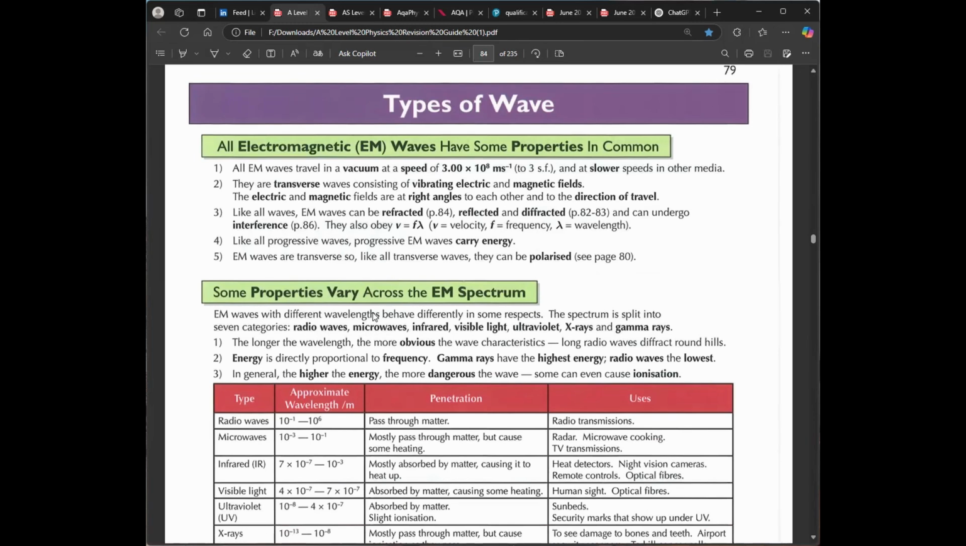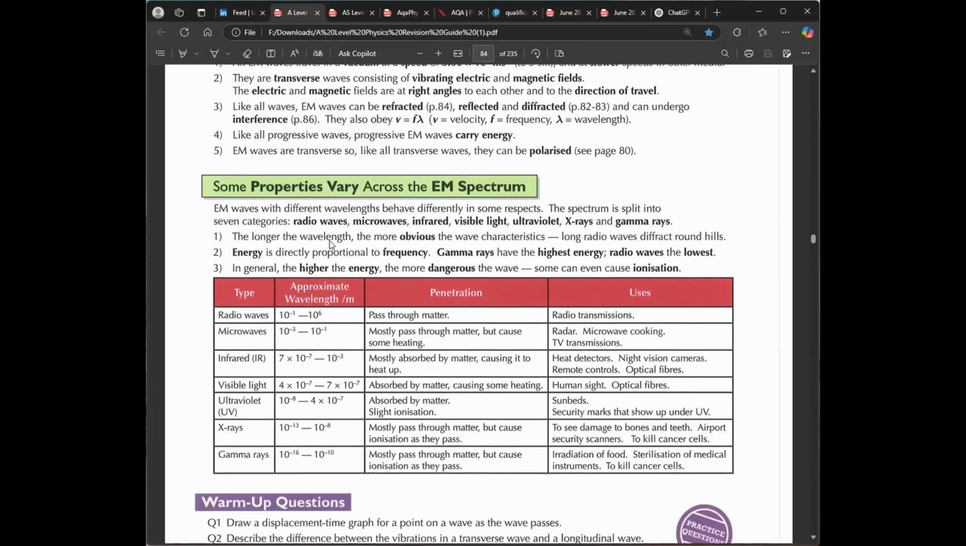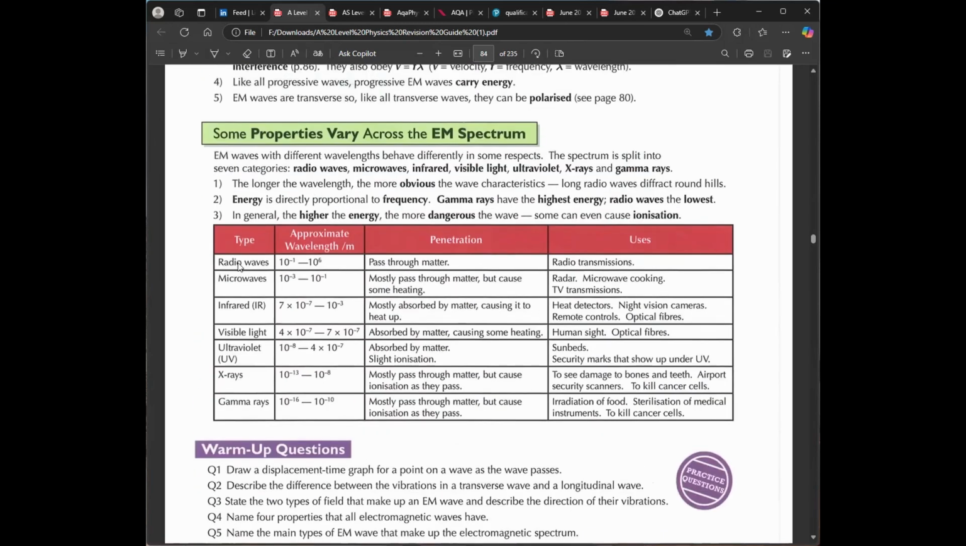Reflection, diffraction, interference. These are some of the phenomena that are related to waves. Again, they show that EM waves can have different wavelengths. Based on their wavelengths, they are divided into different subsets.